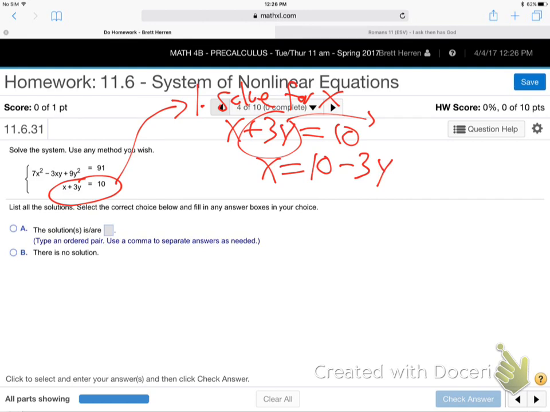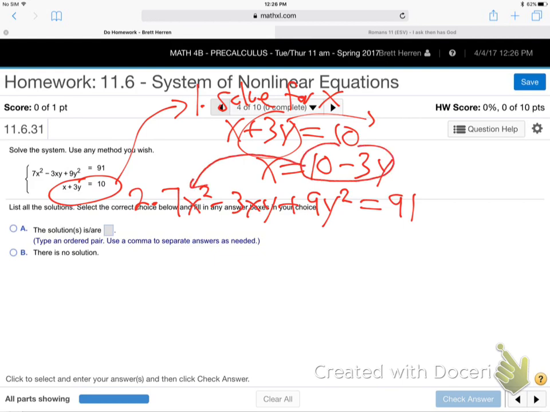In the easier equation, what am I going to do with it now? Plug it into the ugly one, right? Plug it into the harder one. So step 2: 7x squared minus 3xy plus 9y squared is 91. Take that x, plug it in, plug it in.